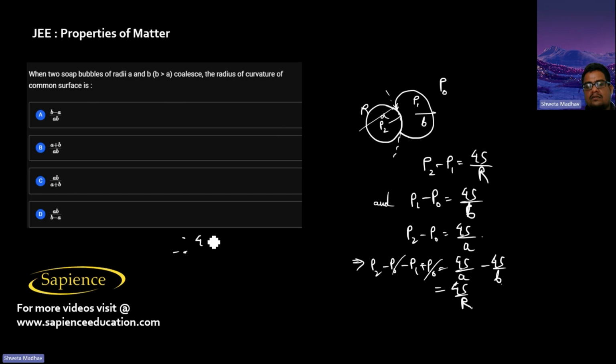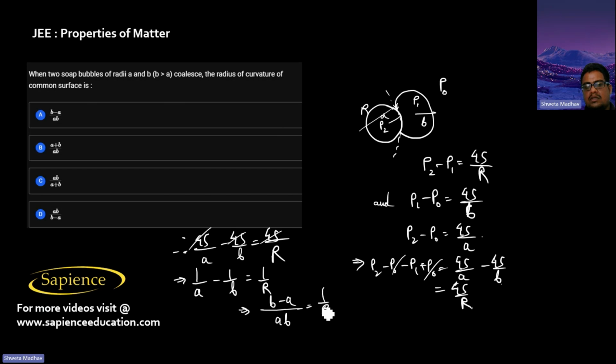So therefore, we can see 4s by A minus 4s by B is equal to 4s by R. Now 4s I can take as common and cancel out. So 1 by A minus 1 by B is equal to 1 by R. So if you take LCM, that is AB, and this is B minus A, that is equal to 1 by R. So therefore, the radius of curvature of the common surface is AB by B minus A. Option D is the correct answer.